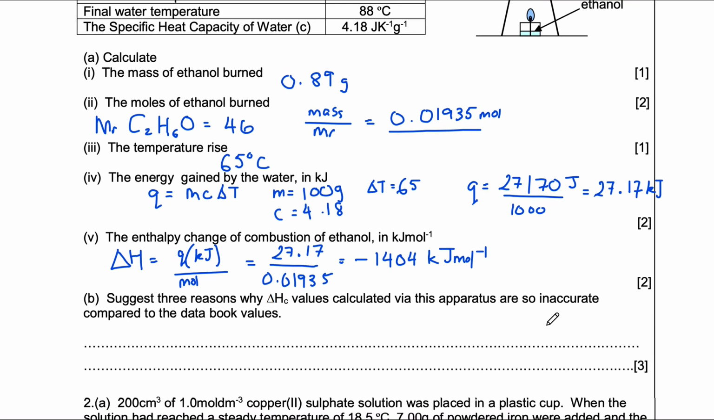It also says to suggest 3 reasons why the enthalpy change of combustion value calculated via this apparatus is so inaccurate compared to the data book values. There are 4 reasons that we've discussed, and you can write down any 3 of those 4. The first one, the major one, is heat loss to the surroundings.